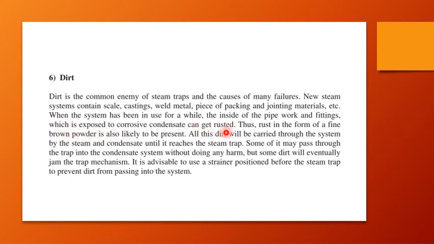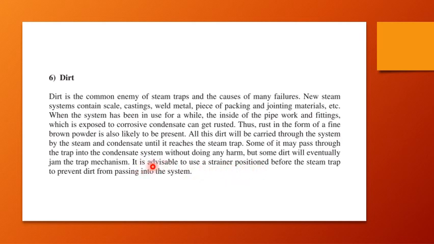So you have to take ultimate care, when you install the steam trap, that there is no dirt in the final steam that is reaching the steam trap, basically, friends. So it is advisable to use a strainer positioned before the steam trap to prevent dirt from passing into the system. So before the steam with the condensate enters the steam trap, it has to be filtered out. Any dirt it has to be filtered out.